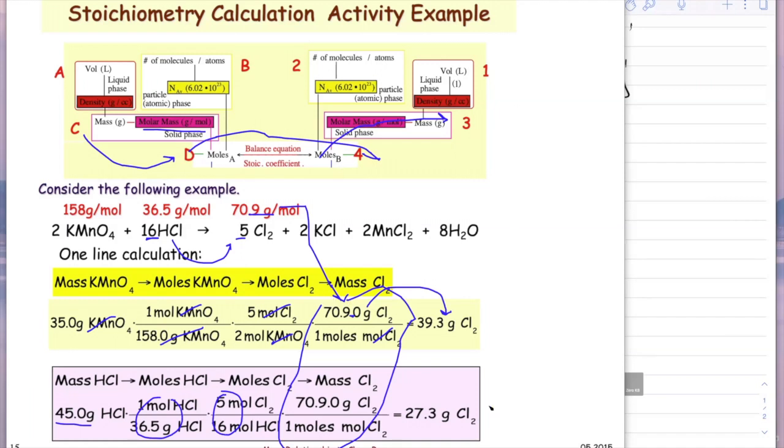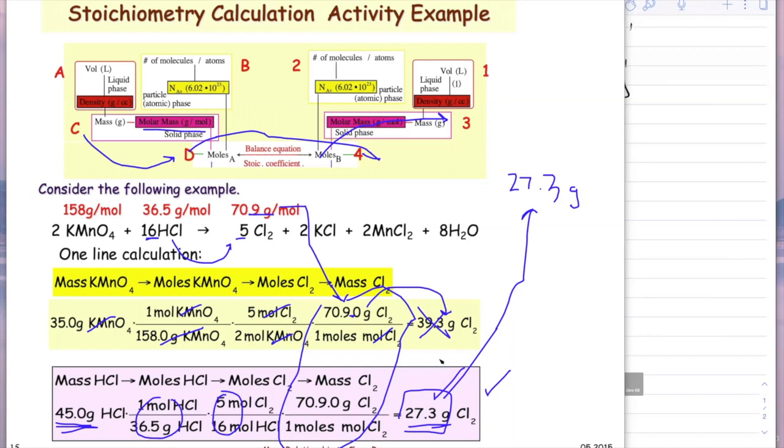So that's the setup. Now we know that the hydrochloric acid, because it yields the lowest amount, is the limiting reagent. So we know that the mass of chlorine that is going to be produced is 27.3. That would be your answer. The theoretical yield in this problem is 27.3 grams of chlorine that is going to be produced. The 39.3, that's an excess, okay? You're going to run out of hydrochloric acid before you can consume all your potassium permanganate. So that's why you ignore that, okay?